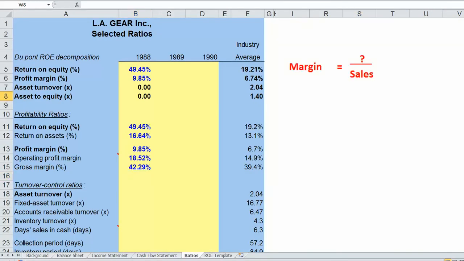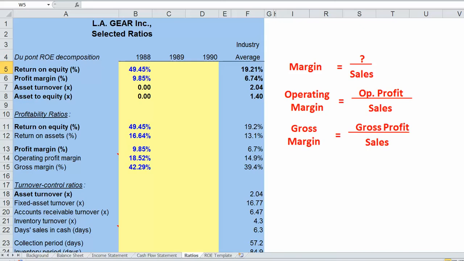So margin is simply something divided by sales. Operating profit margin was our operating profit divided by sales. Gross margin was our gross profit divided by sales. And of course, the FRED margin would simply be FRED divided by sales.